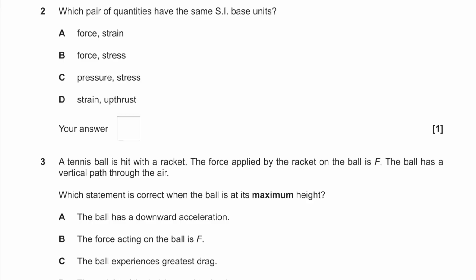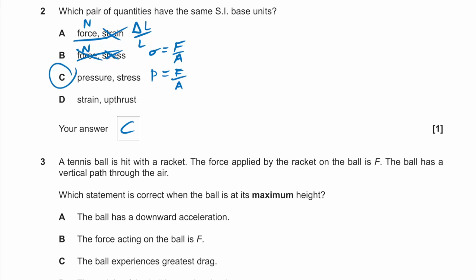2. Which pair of quantities have the same SI base units? Force and strain? No, we know that's not true because force is Newton. Strain doesn't have a unit because it's just a ratio of change in length compared to original length. Force and stress, again, Newtons, but then stress is force divided by area, so we know it can't be that either. So that's wrong. Pressure and stress, yes, that's sounding about right because we know that stress is force divided by area and so is pressure. So our answer must be C. Let's just check D. Upthrust is a force, so that's basically the same thing as A, so that's incorrect.